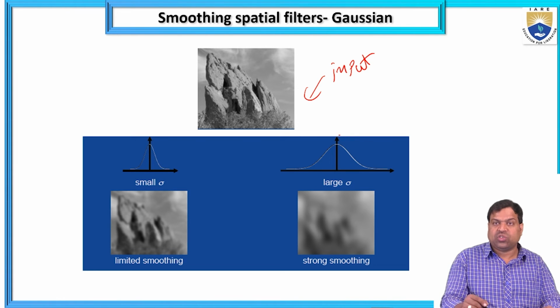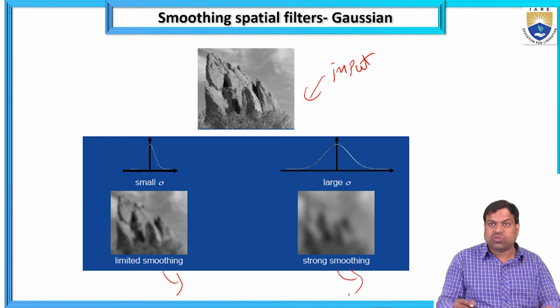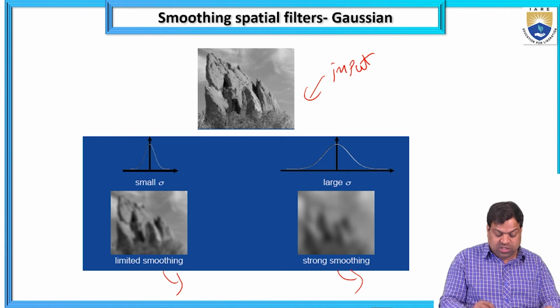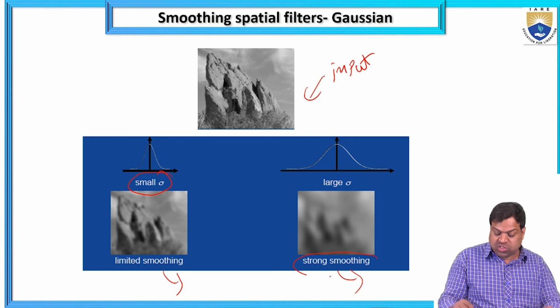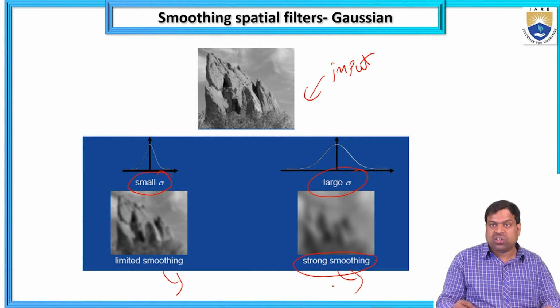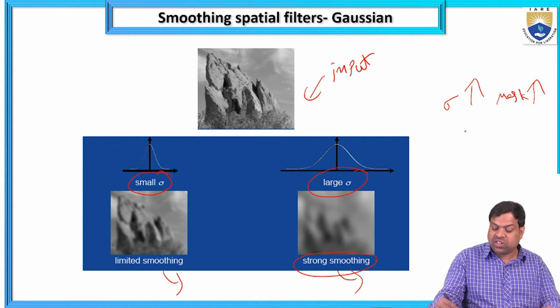So I am dividing by 2 here. That is limited smoothing and strong smoothing. Which one you need depends on the requirement. Limited smoothing means a small sigma value. Strong smoothing means a large sigma value. When the sigma value is increasing, the mask size also increases. When the sigma value is decreasing, the mask size also decreases.